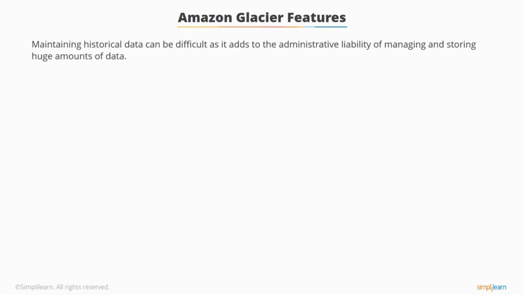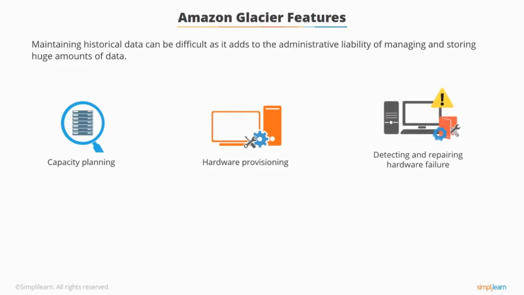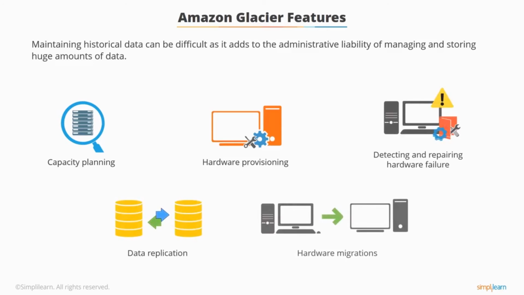Maintaining historical data can be a grief, as it is added to the administrative liability of managing the scaling storage. Amazon Glacier eases this hardship by providing features such as capacity planning, hardware provisioning, detecting and repairing hardware failure, data replication, and hardware migrations.